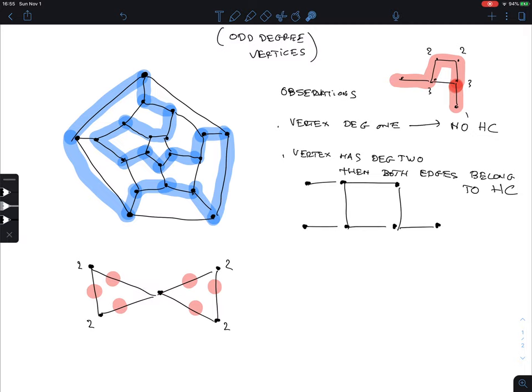Right? So a Hamilton circuit, we can visit every city only once. So that means that we will come and go. In other words, only two of its edges will be used. Now you see that in this one, 1, 2, 3, 4 of the edges are used. Okay?